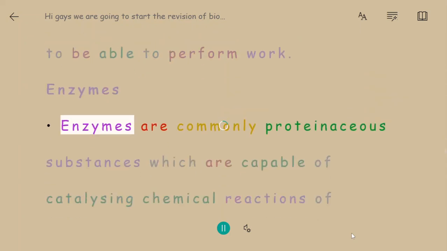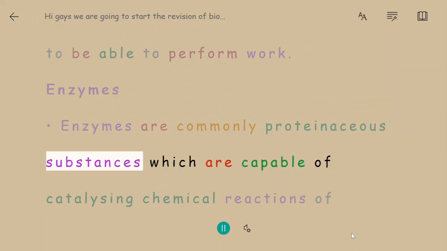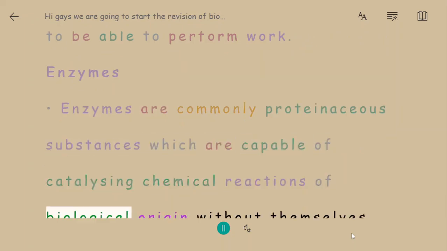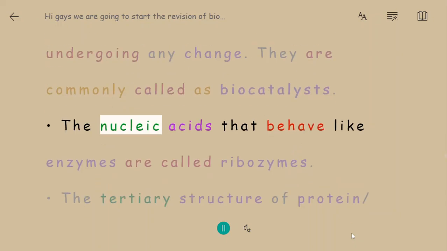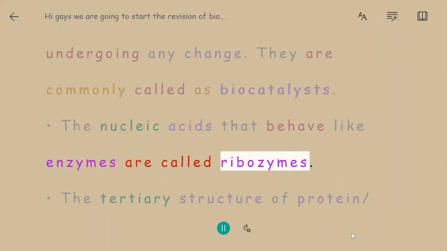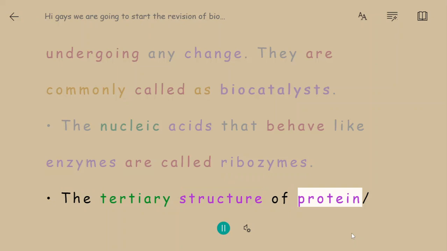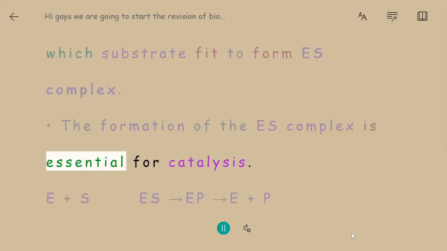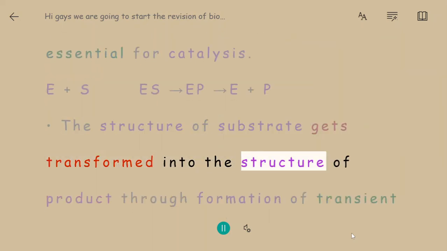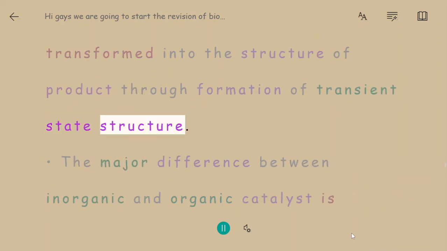Enzymes. Enzymes are commonly proteinaceous substances, which are capable of catalyzing chemical reactions of biological origin without themselves undergoing any change. They are commonly called biocatalysts. The nucleic acids that behave like enzymes are called ribozymes. The tertiary structure of protein/enzyme has pockets or crevices into which the substrate fits to form the ES complex. The formation of the ES complex is essential for catalysis. E + S → ES → EP → E + P. The structure of the substrate gets transformed into the structure of the product through formation of a transient state structure.